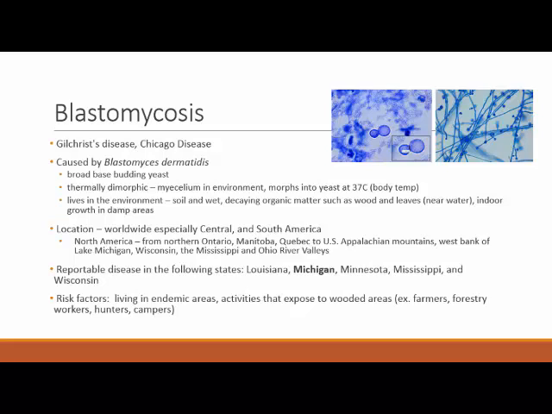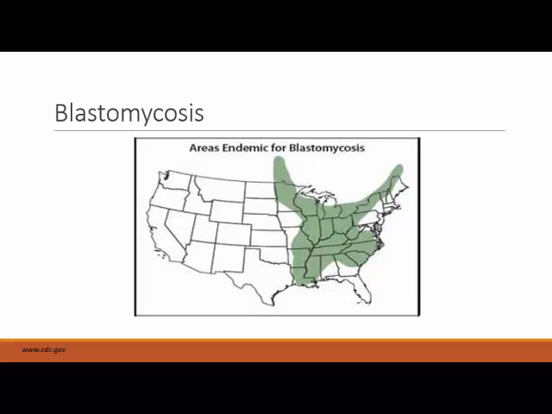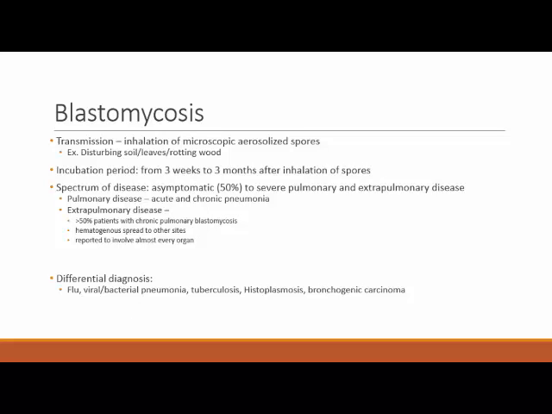Risk factors for developing blastomycosis is just living in an endemic area and participating in activities where you could be exposed to blastomycosis. So farmers, forestry workers, people who hunt and camp, basically anyone. This is another map from the CDC that shows the distribution, so a bit wider than histoplasmosis, and we definitely fall in this region here in Michigan.